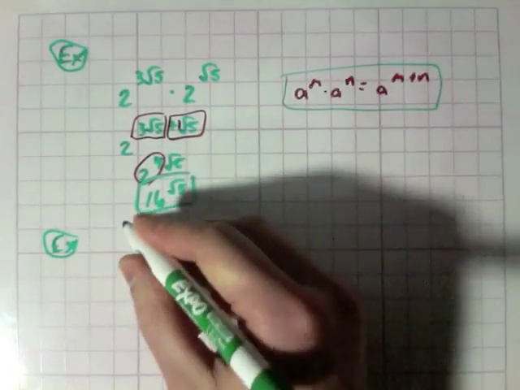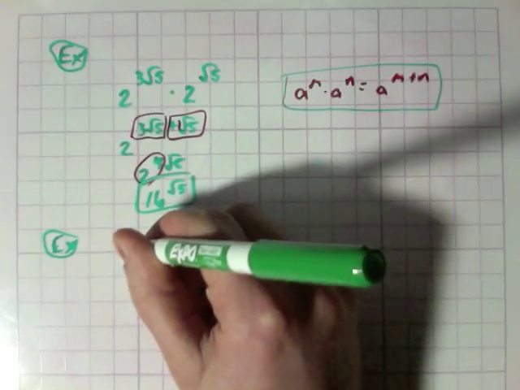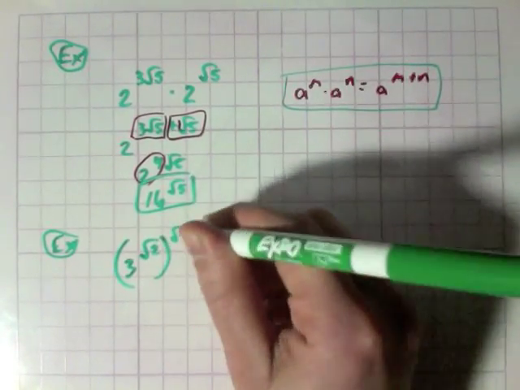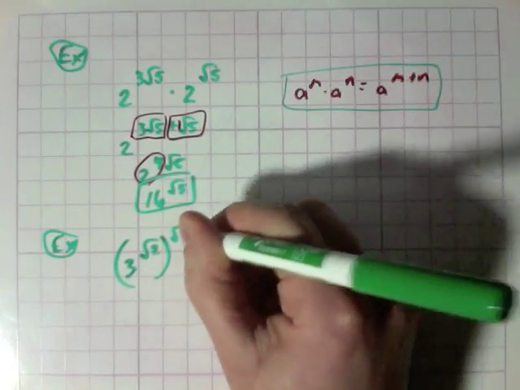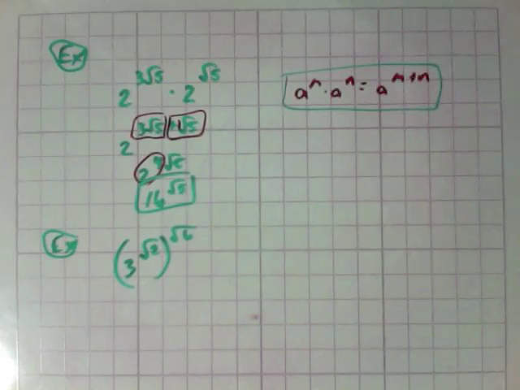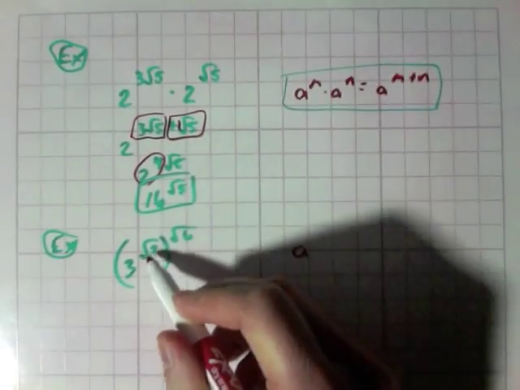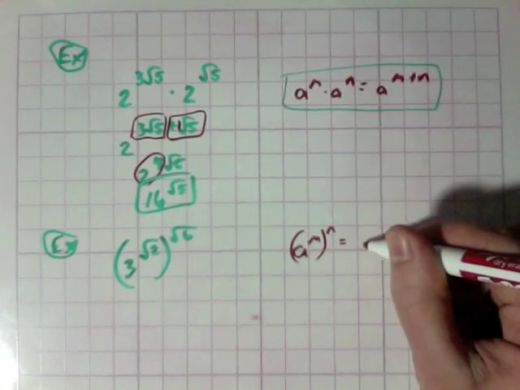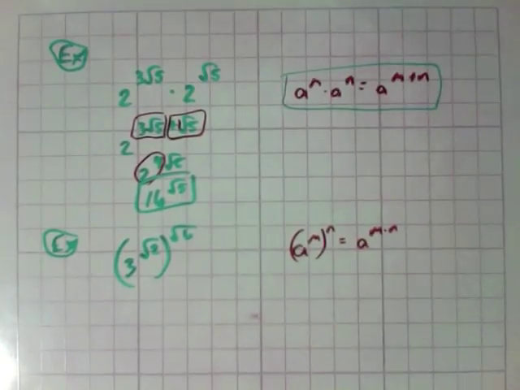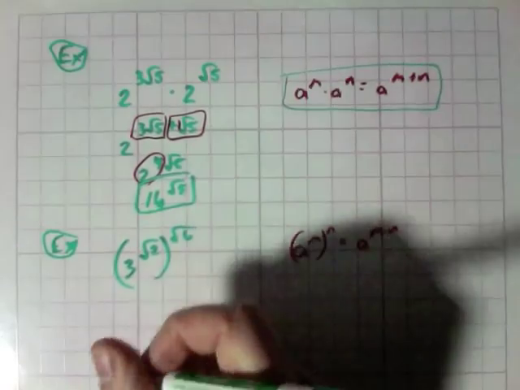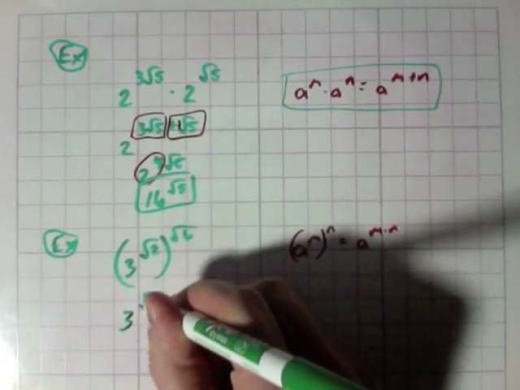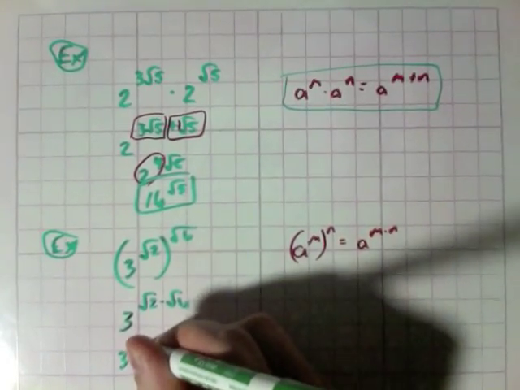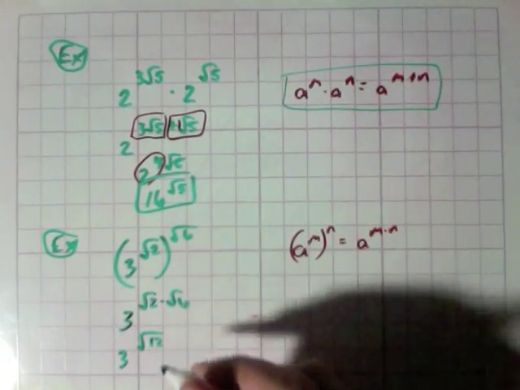So for instance, what if I have 3 to the square root of 2, all to the square root of 6? The property I'm going to be using here is the power of powers property. If I have a to the m to the n, we multiply those exponents, and that gives us a new exponent. So in this case, I'd have 3 to the square root of 2 times the square root of 6, which simplifies to 3 to the square root of 12 if I multiply those together.